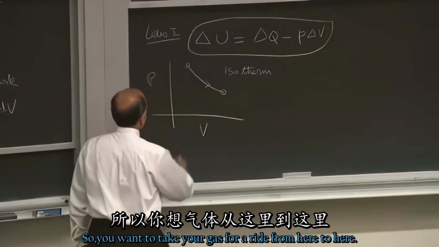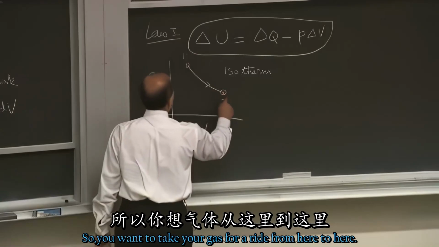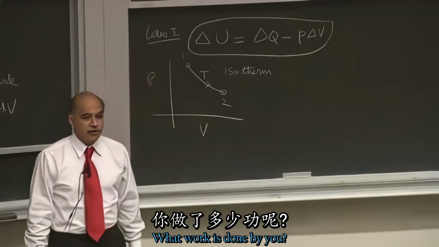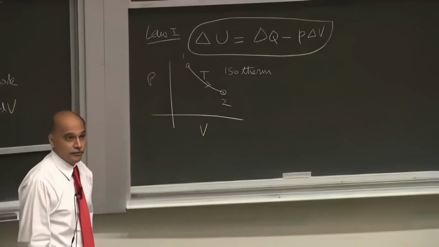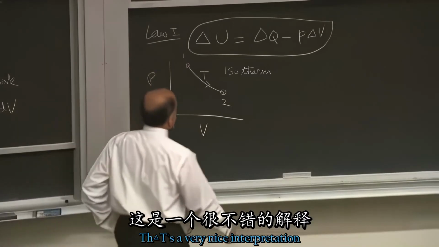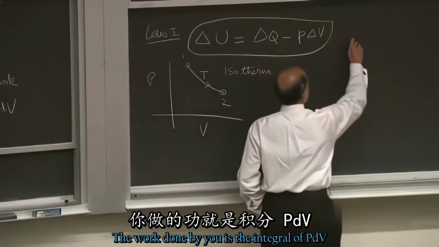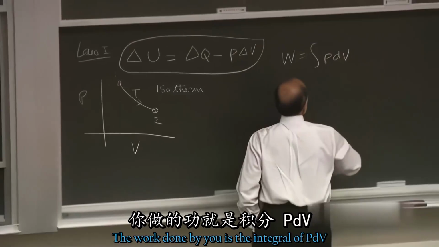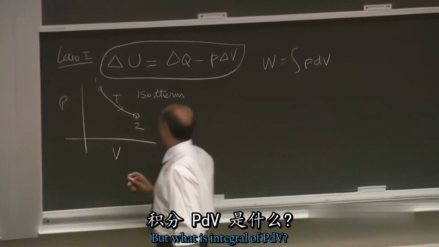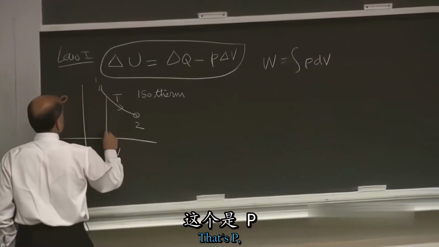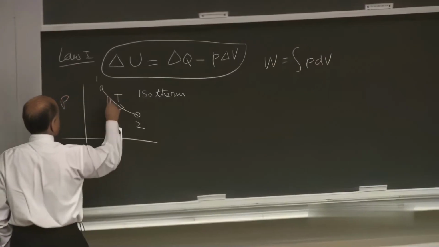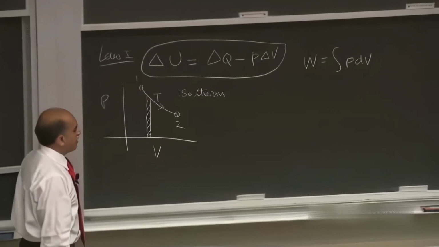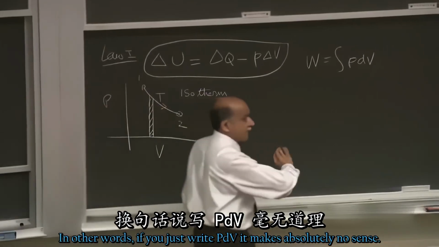So you want to take your gas for a ride from here to here. Throughout, it's at a certain temperature T. What work is done by you? That's a very nice interpretation. The work done by you is the integral of PdV. But what is the integral of PdV? That's P, and that's dV. PdV is that shaded region. In other words, if you just write PdV, it makes absolutely no sense.